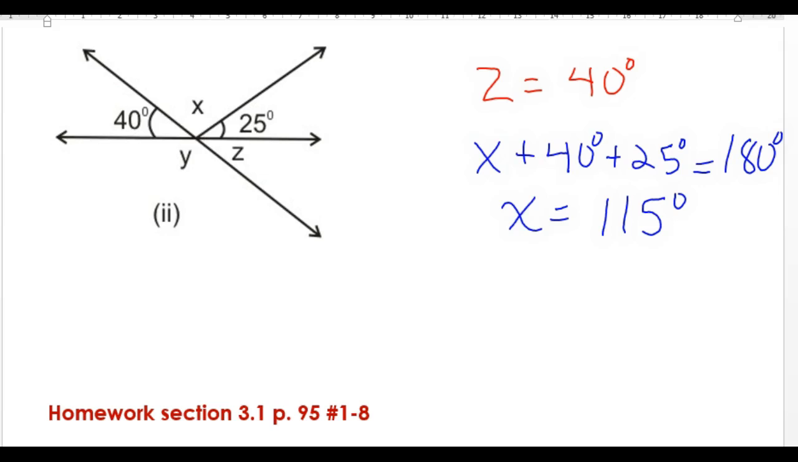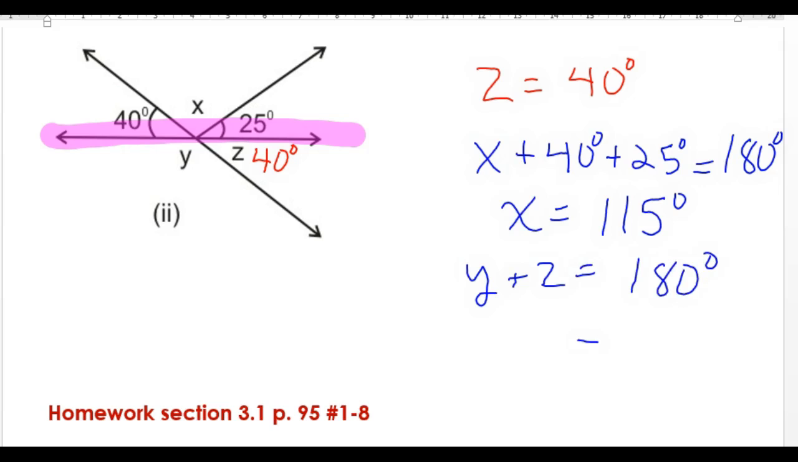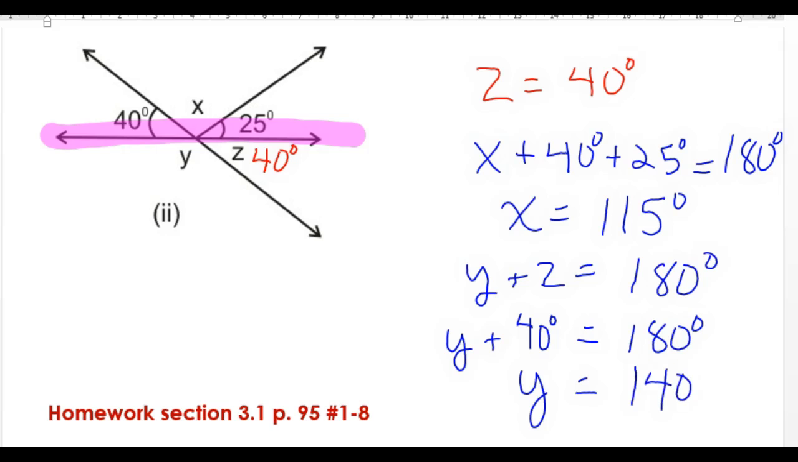Now I simply have to find y, and there are different ways that I can find y. But what I'm going to do is I'm actually going to use that same straight line, and I'm going to remind myself that I know that z is 40, and so I know that y plus z has to be equal to 180 degrees. That's what's telling me that I know what z is, and y plus 40 degrees has to give me the 180 degrees. So angle y is going to be equal to 140 degrees.